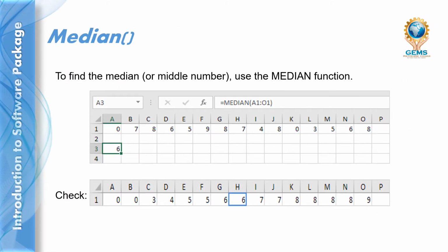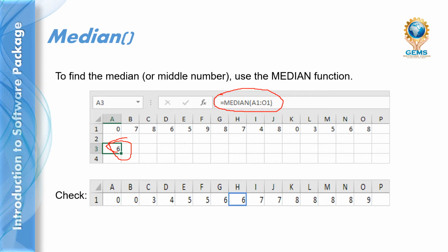Now we will see the median function. To find the middle number, we can use the median function. In this first image, they have given some range of values. Among the values, we have to find the middle number. For that we use the syntax equal MEDIAN of A1 to O1. So we will get the output 6.